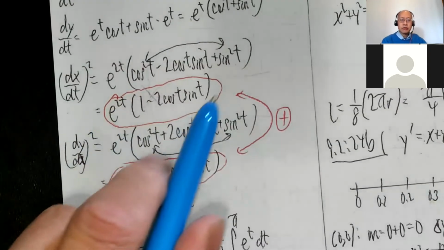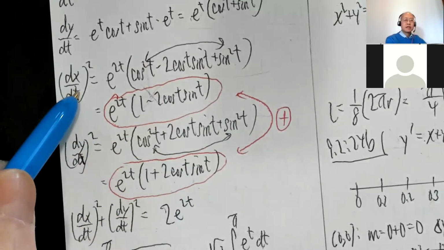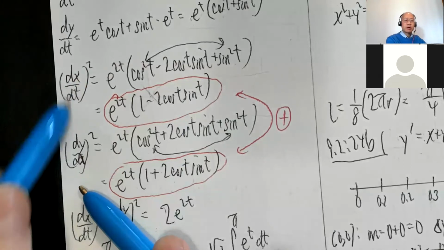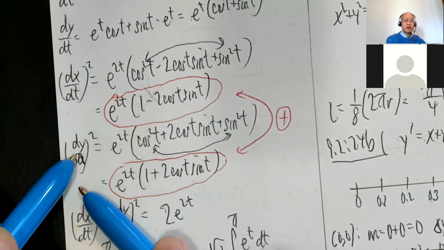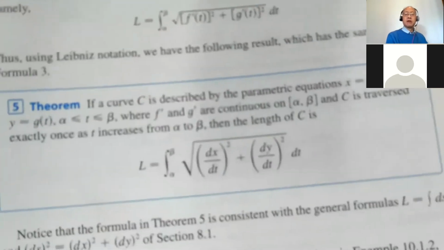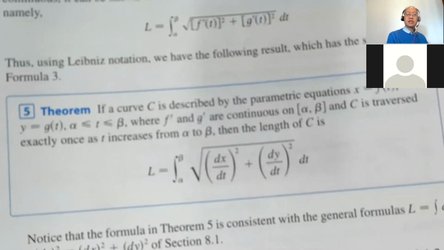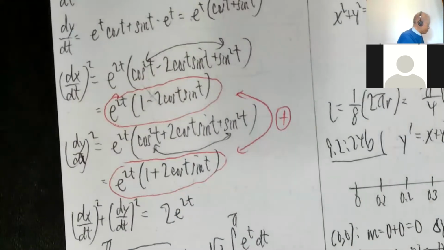Now, the reason why I circled this and circled this is by formula, I'm supposed to add these two together, dx dt squared plus dy dt squared, right? So by formula, I'm supposed to add them up. Let me show you that formula very quickly in the book. This thing here, page 653. Put it on your formula sheet, right? So I need dx dt squared plus dy dt squared.